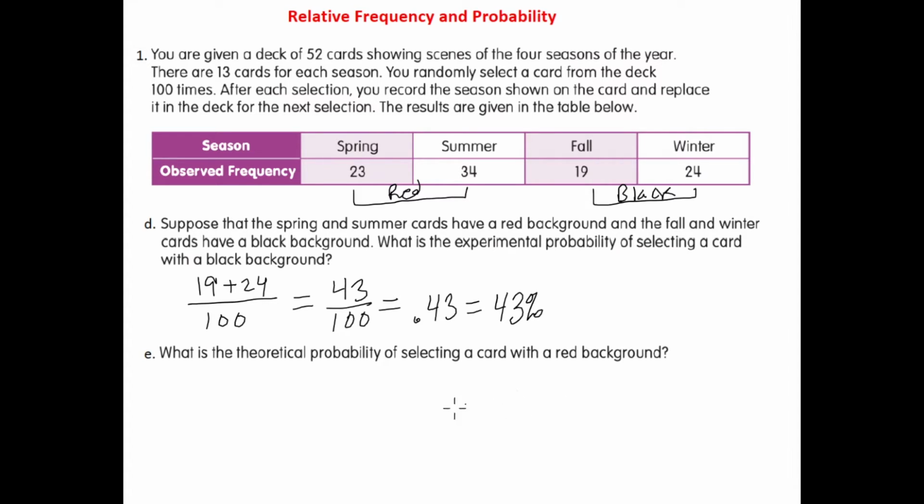Then we're looking for the theoretical probability of selecting a card with a red background. So if we look at summer and spring, there's 13 summer cards, 13 spring cards, so that is a total of 26 out of 52, which reduces to a half. We could write that as 5/10, or we could say theoretically you would have a 50% chance of selecting a red background card.